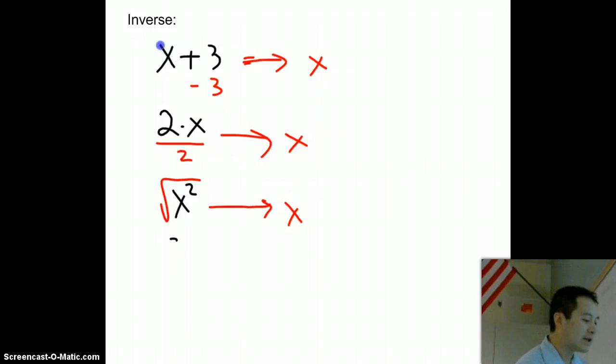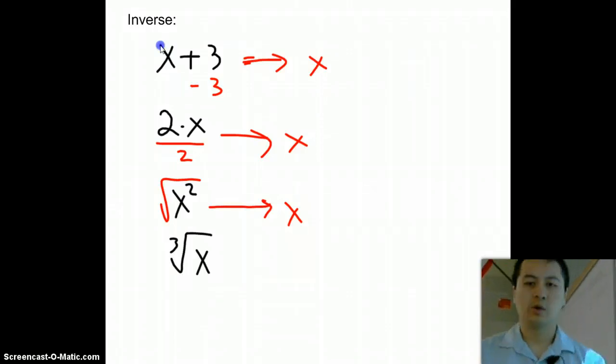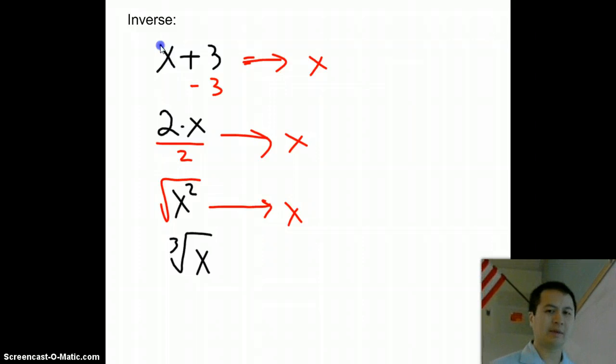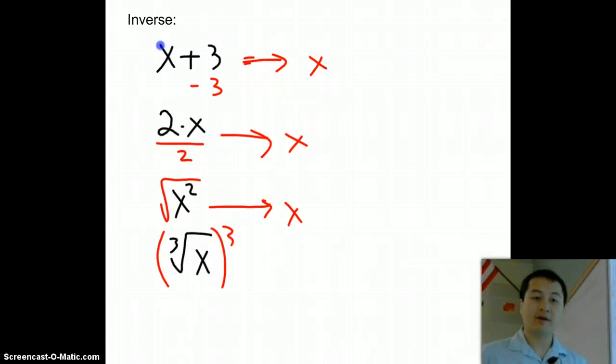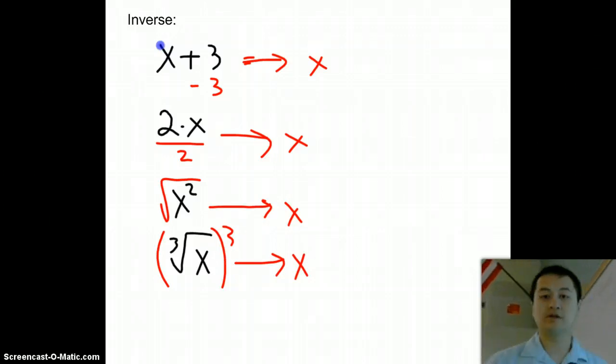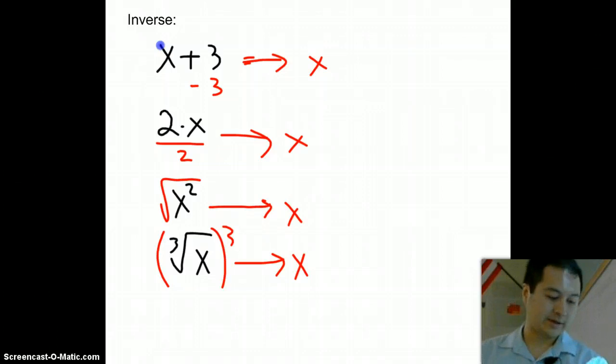Good job. What if I had a cube root? Cube root of x. What's the inverse of cube root of x? Think about it. The inverse of the cube root of x is cubed. Good. Hopefully you're talking along with me. And if I cube root and cube, I'll get x by itself. These are all the operations and the inverse of the operation. The black is the operation. The red is the inverse of it. Sound good? So if we understand the inverse operations, we can actually solve for x.